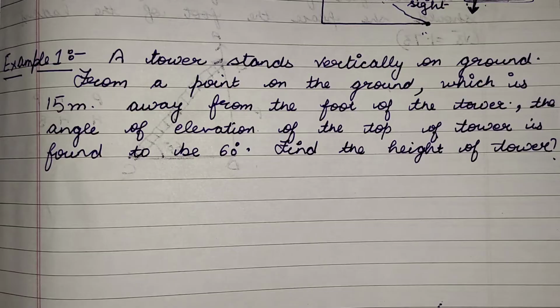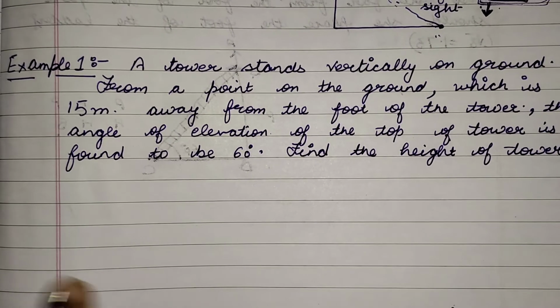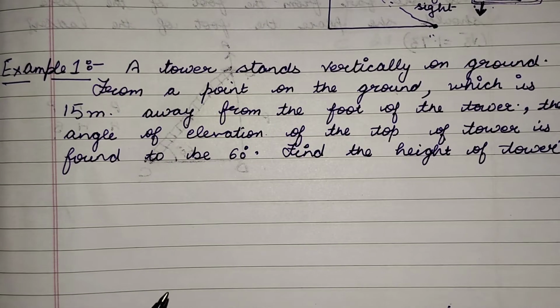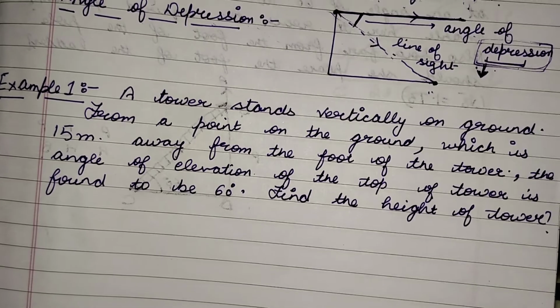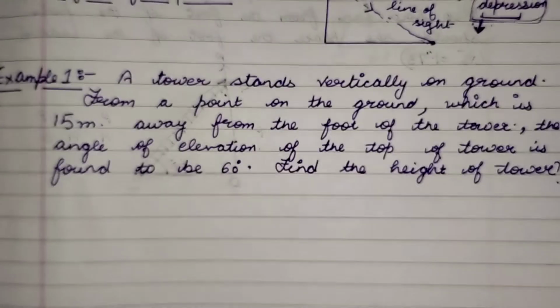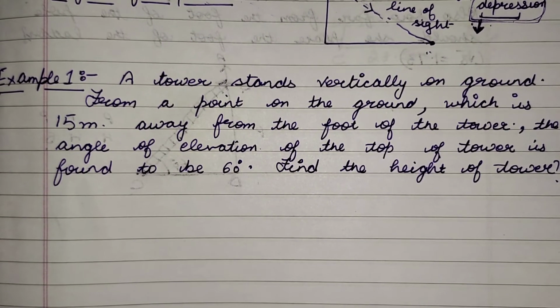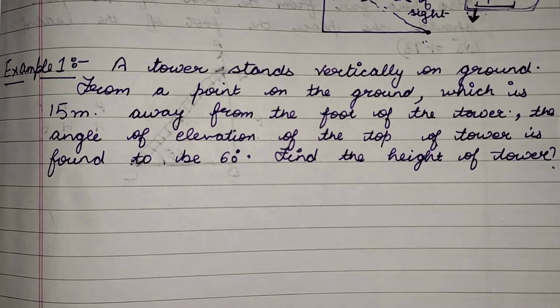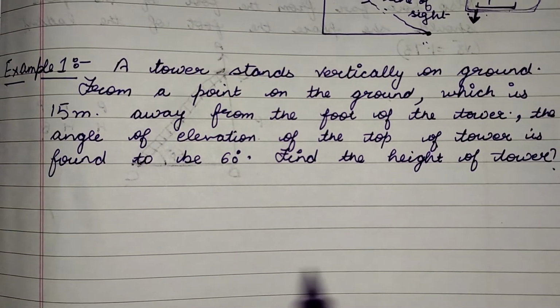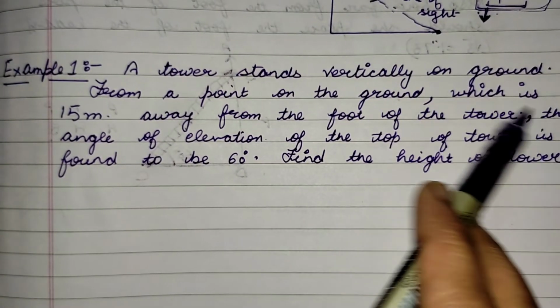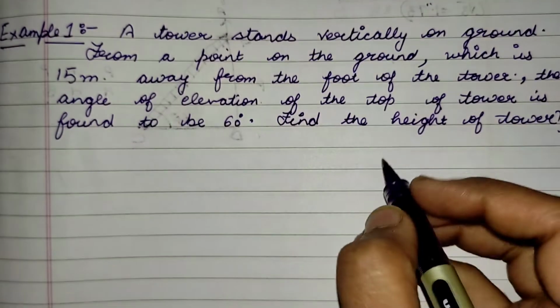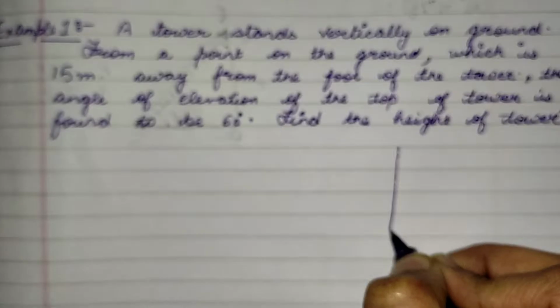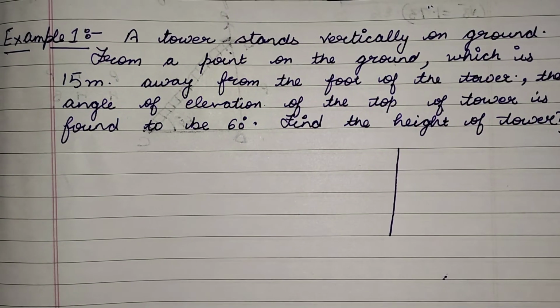Okay, so let us start solving example number 1 of chapter 9. We will use the method of angle of elevation and angle of depression in this exercise and these examples. So see, what does the question say? The question says that a tower stands vertically on the ground. You have seen towers standing vertically on the ground in real life, right?